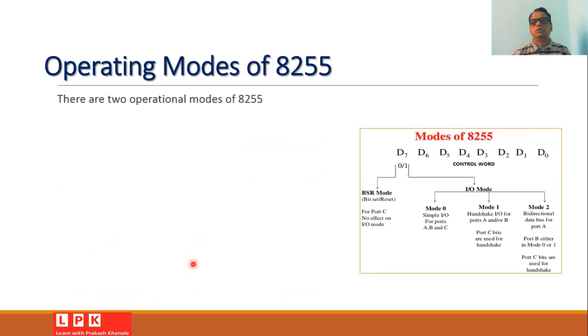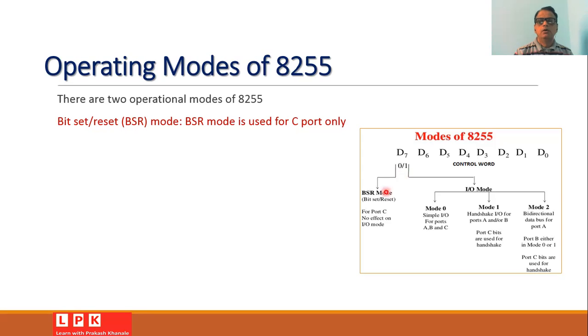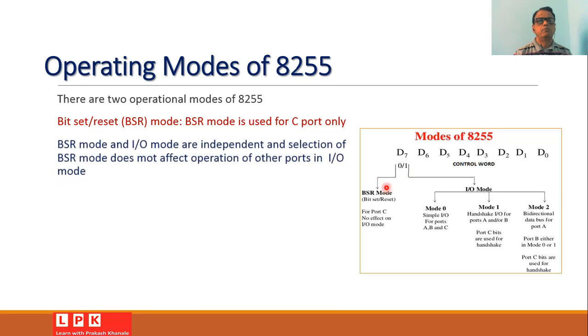Now let us understand the operating modes of the IC 8255. There are two modes available with the IC 8255. The first mode is called the bit set reset mode, and this mode is used only for port C. Whenever you keep the D7 bit equal to 0, that is the bit set reset mode. The bit set reset mode and IO mode are independent, and the selection of the bit set reset mode does not affect the operation of the other ports in the IO mode.